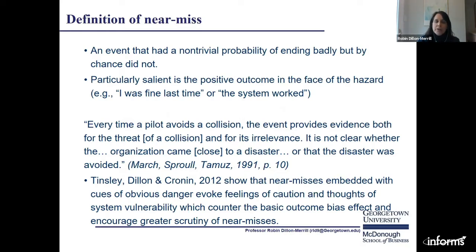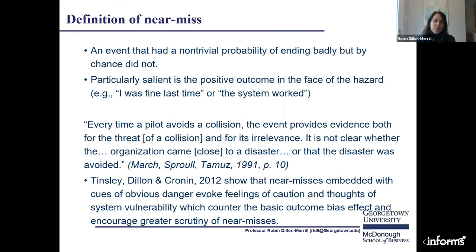So we also included a quote from March, Sproul, and Tamuz, who say, every time a pilot avoids a collision, the event provides evidence both of the threat of a collision and for its irrelevance. It is not clear whether the organization came close to a disaster or that the disaster was avoided. And that's really the challenge with near misses: you get the positive outcome, but you don't know how close you were potentially to a disaster. And so it's not clear whether the organization should say, oh no, these planes almost collided, that could have been very bad, or to see that our system works so that our planes won't collide, even if they get very close to each other. And sometimes we don't really know until we have the bad outcome.